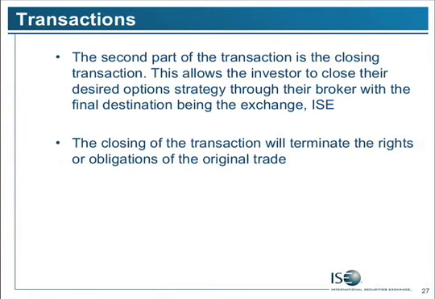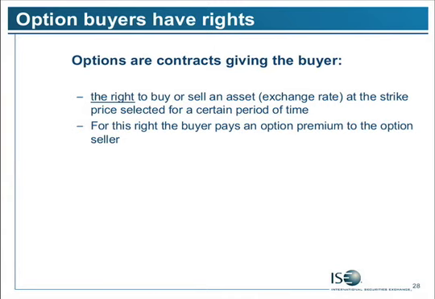So the second part of the trade is the closing transaction, and I went through that. It's just the reversal of the beginning part. And that will terminate your rights or obligations of the original transaction. So just to summarize, option buyers have rights. You have the right to buy or sell the exchange rate at a certain strike price for a certain period of time, and you pay a premium for that. You pay the seller.